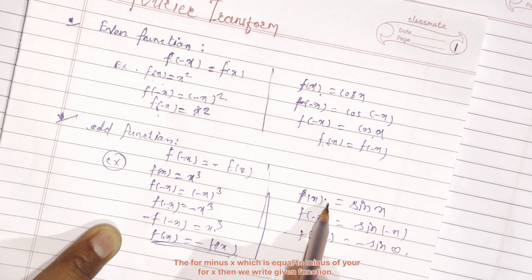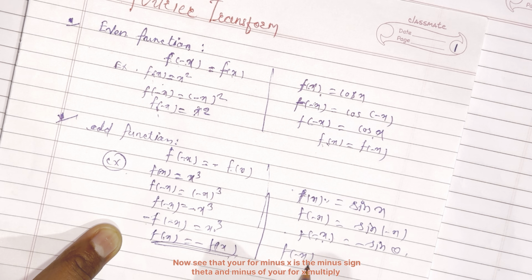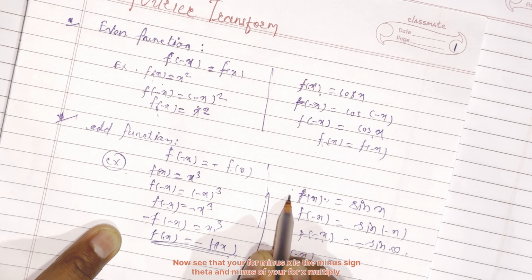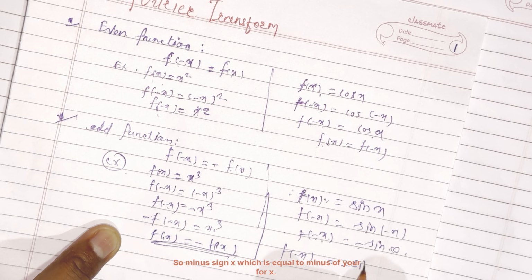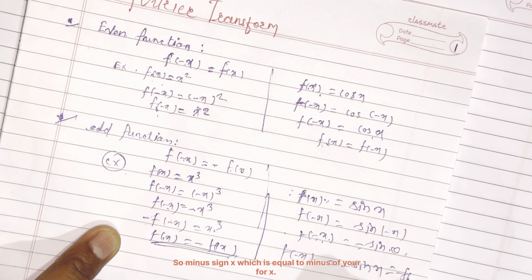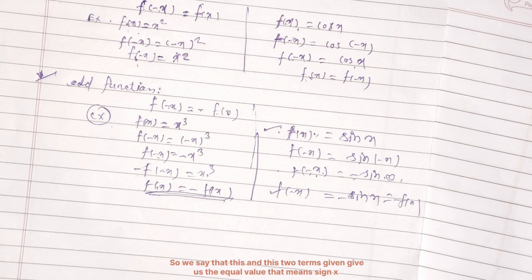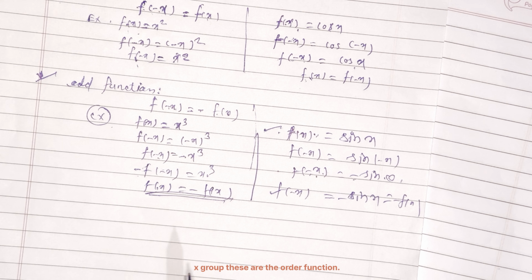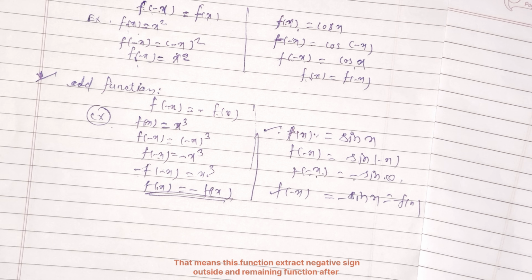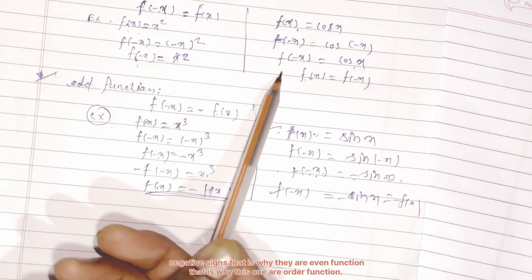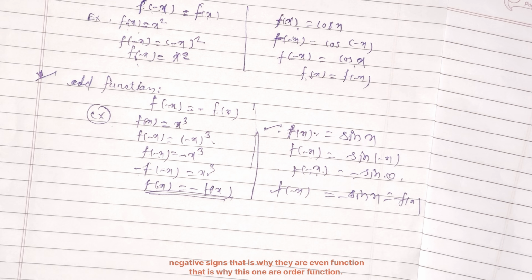So whenever we have f of minus x equal to minus of f of x, we write the given function as odd. Now see that f of minus x is minus sine x, and minus of f of x is also minus sine x. So these two terms give us an equal value. That means sine x and x cube are odd functions. This function extracts the negative sign outside, and the remaining function absorbs negative signs.